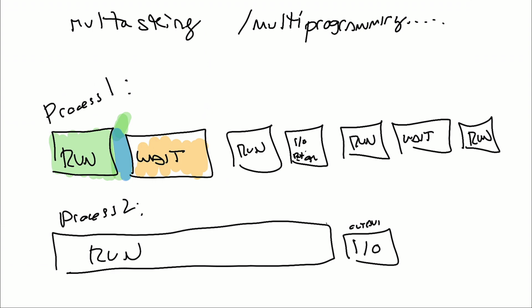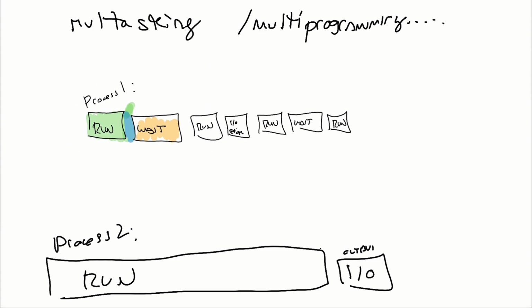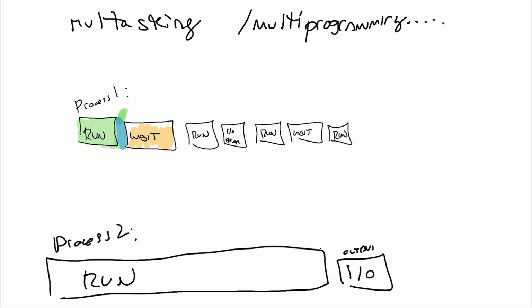Okay, well, what about this? We can go ahead and run part of process 2 in that time period. Maybe I'll shrink this so I can have more width to this. Let me go ahead and shrink this out. There we go. Okay, we're going to put it like that.